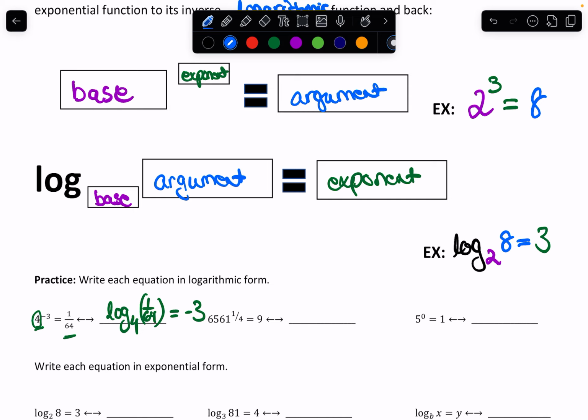Now, this next one, again, we have our log. Our base is the 6,561. Our argument is 9, and our exponent is 1/4. Okay, this next one, 5 to the power of 0 equals 1. So, log with base 5 of 1, that is our argument, equals the exponent, which is a 0.